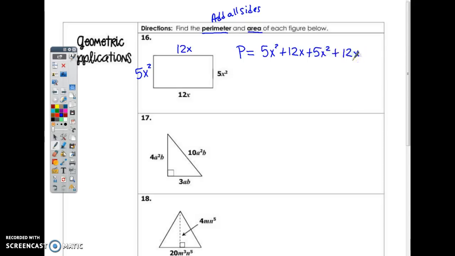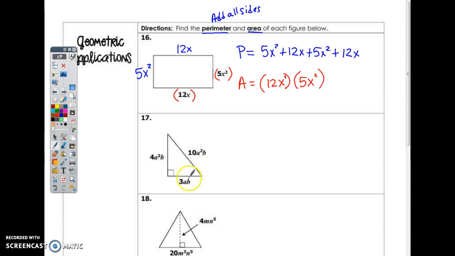And combine like terms. The x's are going to go with each other. You add them. And then the x squares are going to go with each other. You add those. For area, you're going to do length times width. It's length times width, so this times this. 12x times 5x squared. Remember, you multiply the exponents, and then you count how many x's you have. Okay?